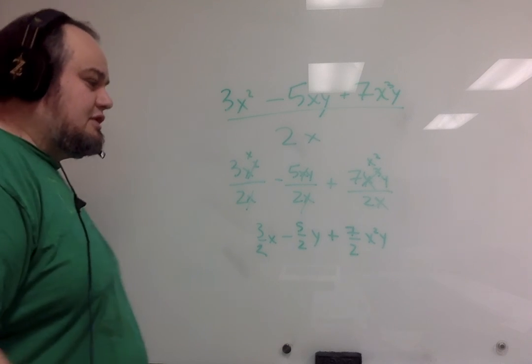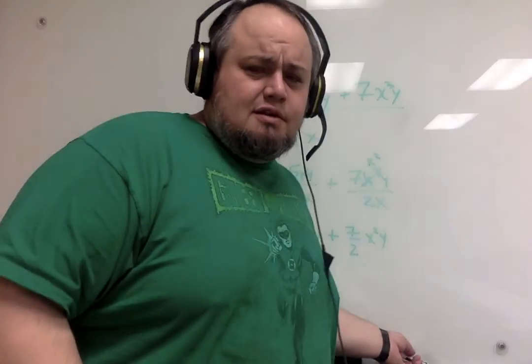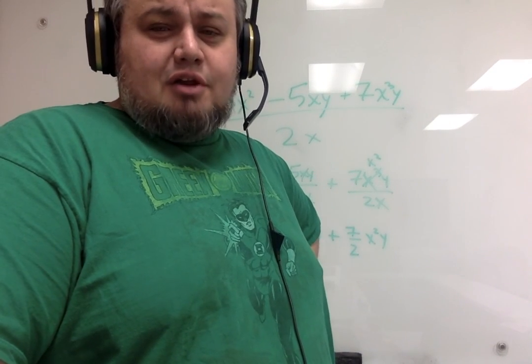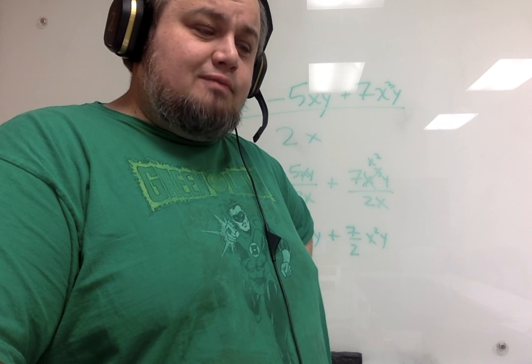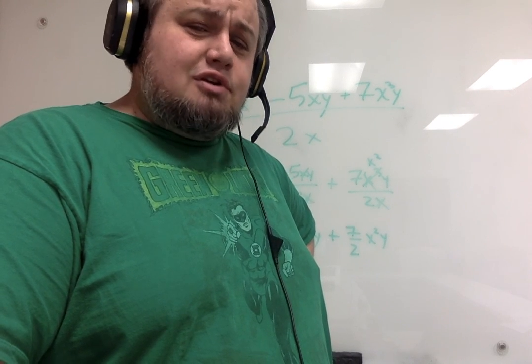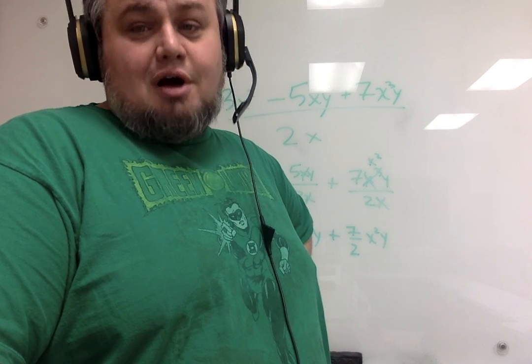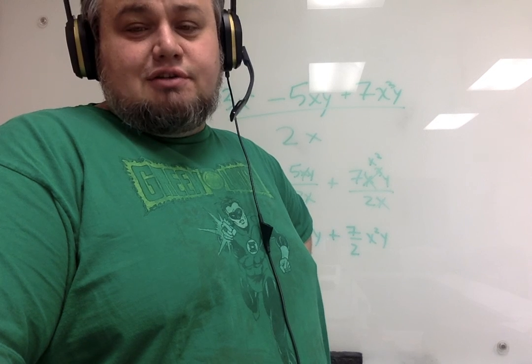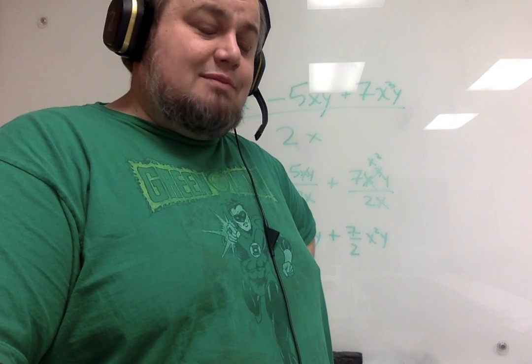So you're going to be practicing this in your homework. We're dividing a polynomial by a monomial. You take each piece of the polynomial, make it a fraction over the monomial, and then simplify each fraction. So each monomial over monomial gets simplified.